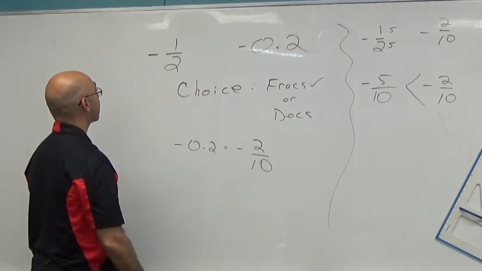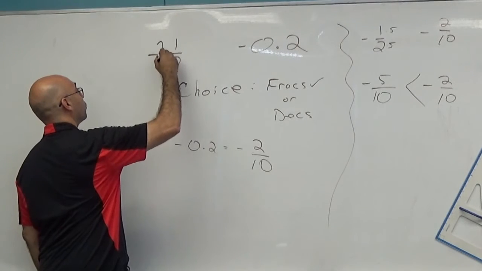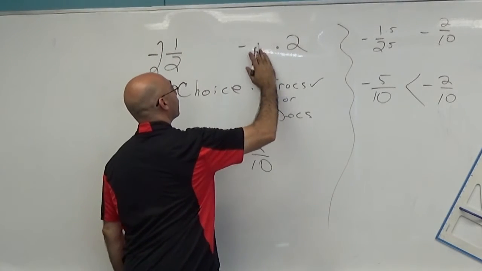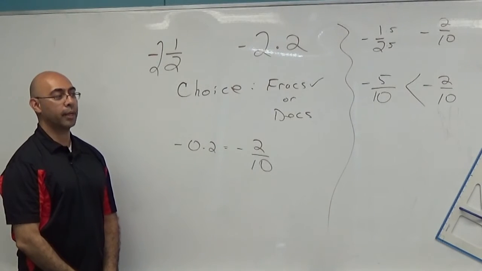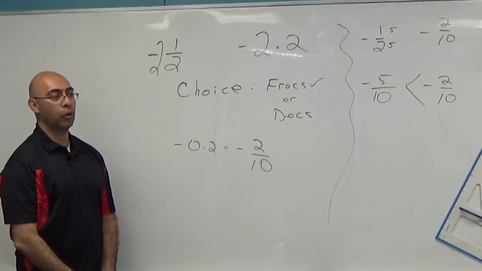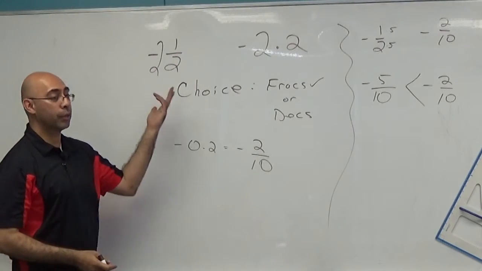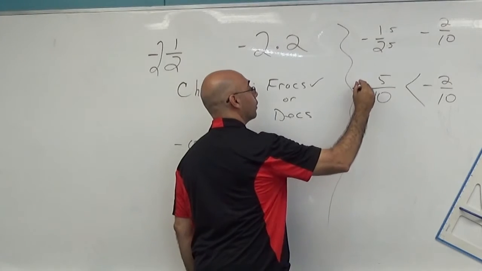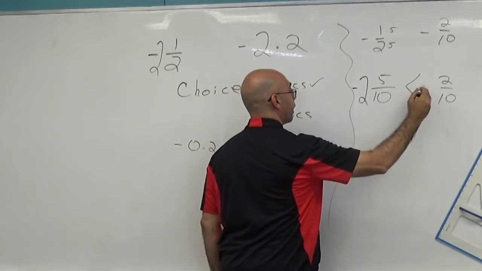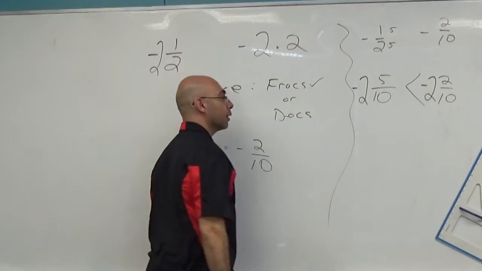What if I had this? -2.5 and -2.2. Will that make a difference? No, it won't. So the whole number you don't need to worry about. Just if I were to change it, this would be -2 5/10. This would be -2 2/10.